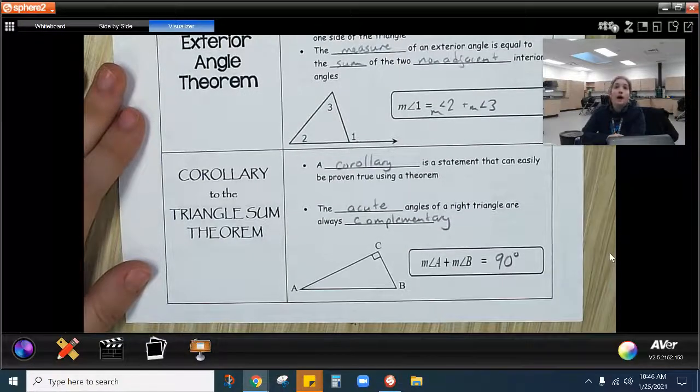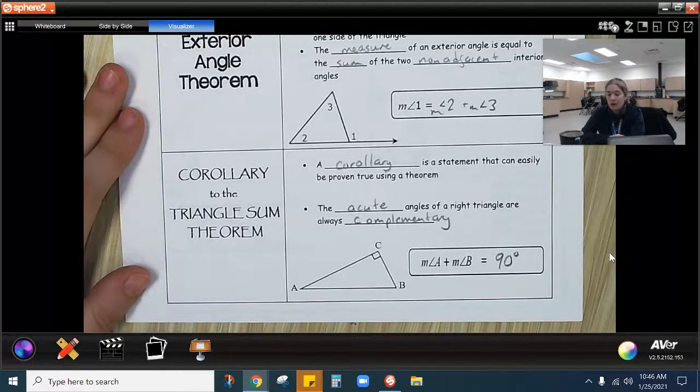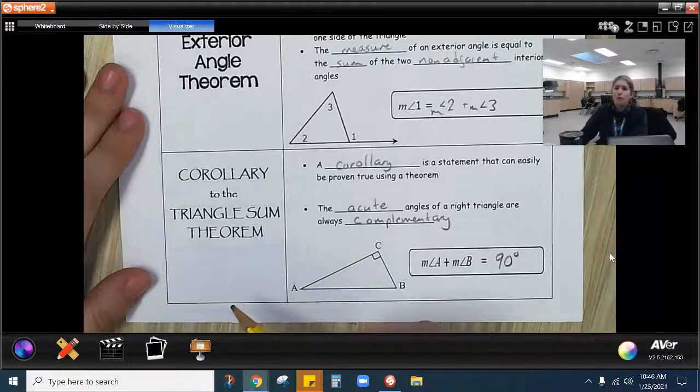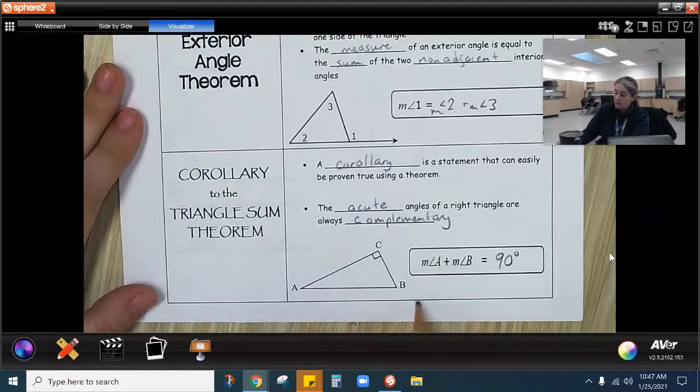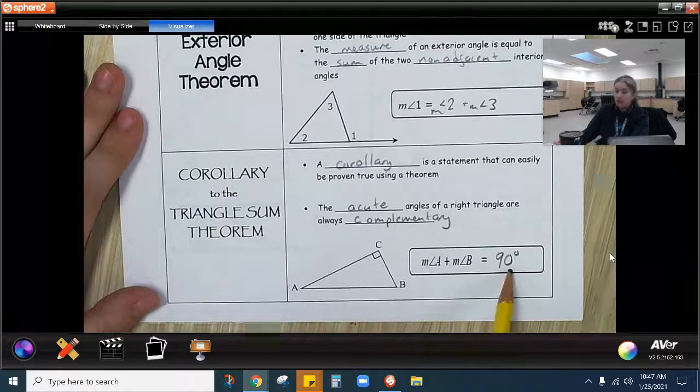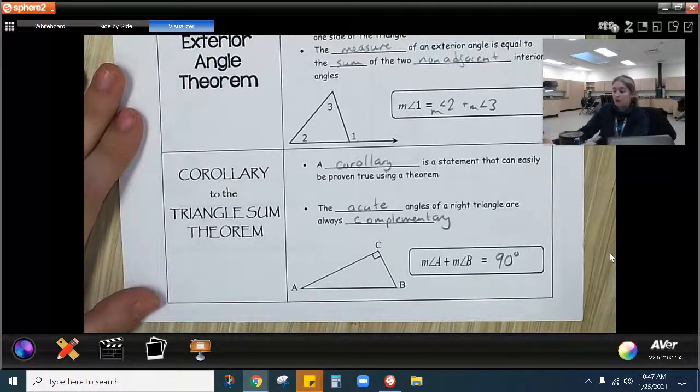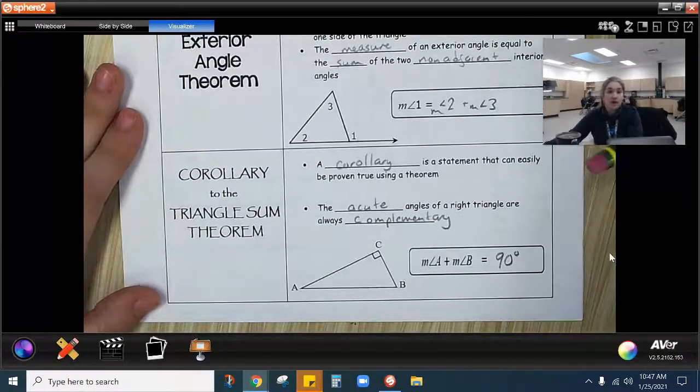That's also terrible. So, a corollary is a statement that can easily be proven true using a theorem. All right, you don't have to worry about that so much, but just know corollaries are based upon theorems. All right, which means that they are true and valid and robust. The acute angles of a right triangle are always complementary. All right, so if we know this is a right angle, then angle A plus angle B is going to be 90 degrees. All right, so those are the handy theorems to have on hand that we're going to be using.